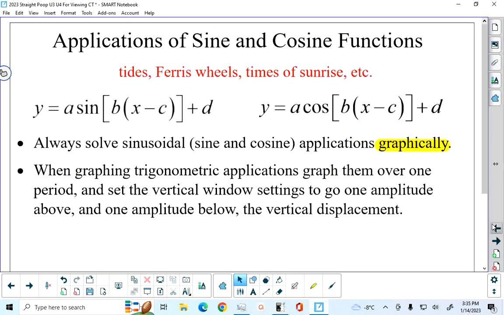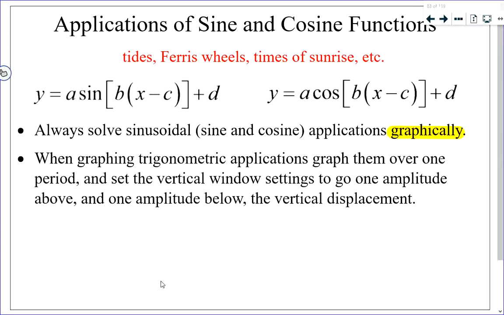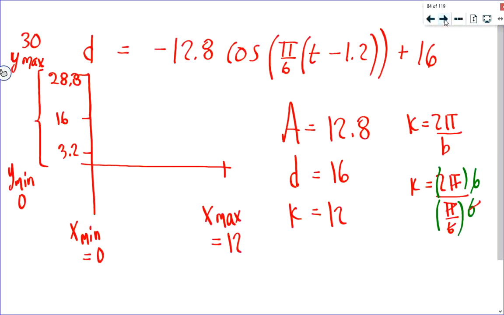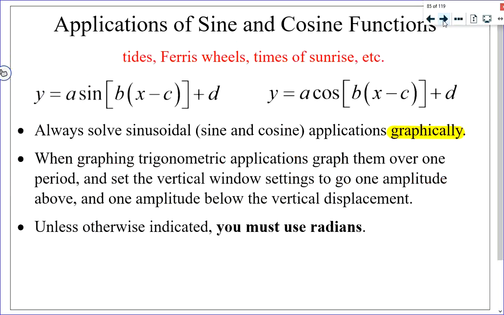This is why it's paramount that you set up your window settings. And had I been thinking a little bit more forwardly, I would have chosen something where we wouldn't have seen anything with normal window settings. Anyway, you've got to set up your window settings that way. You solve these questions graphically, and for goodness sake, make sure your calculator is in radian mode.